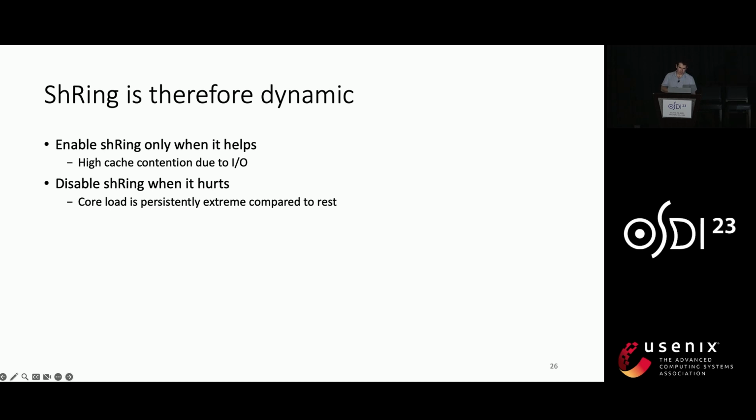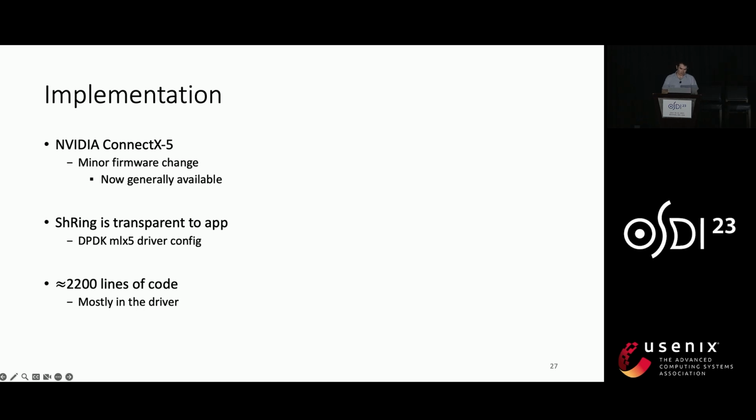So to address pathological conditions, we switch between shared and private rings dynamically. We enable ShRing when it helps, that is when cache contention is high, as measured by Intel PCM. We also disable ShRing when it helps performance, that is when there is a call whose load is persistently extreme compared to the rest. We implement ShRing on NVIDIA ConnectX-5 using minor firmware changes that are now generally available.